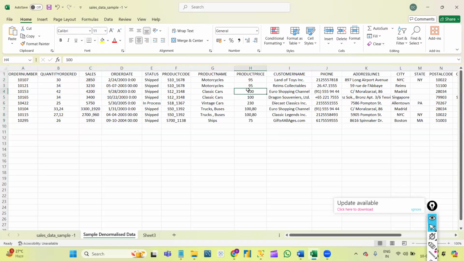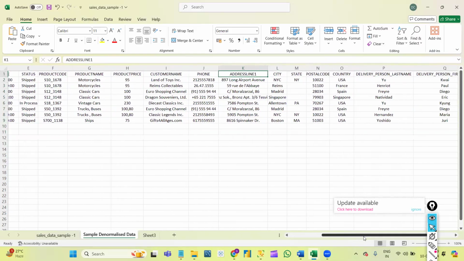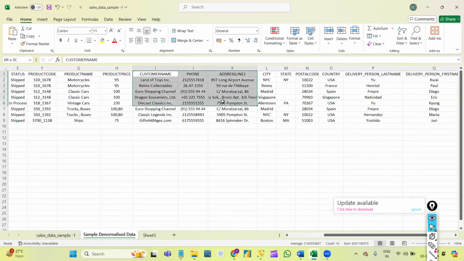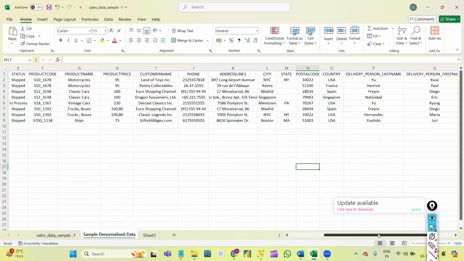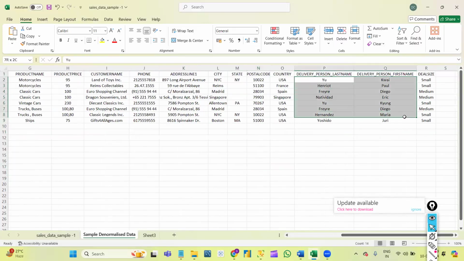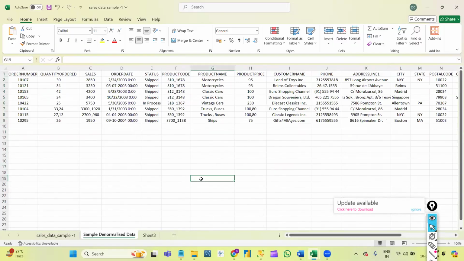Clear? Next, I have customer name, phone number, address line 1. Basically, these all belong to the customer details: customer name, phone number, address, city, state, postal code, country, up to here. Next, I have some information about the delivery person, last name, first name, and deal size. These are all the columns. Now let's try to create 1NF, 2NF, and 3NF out of this data.